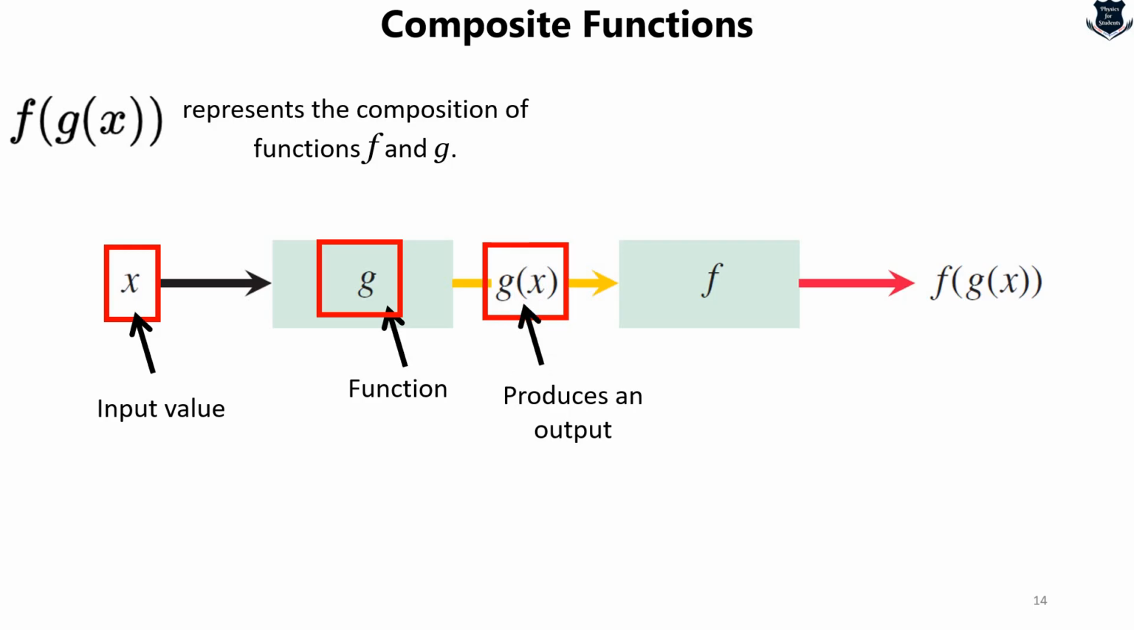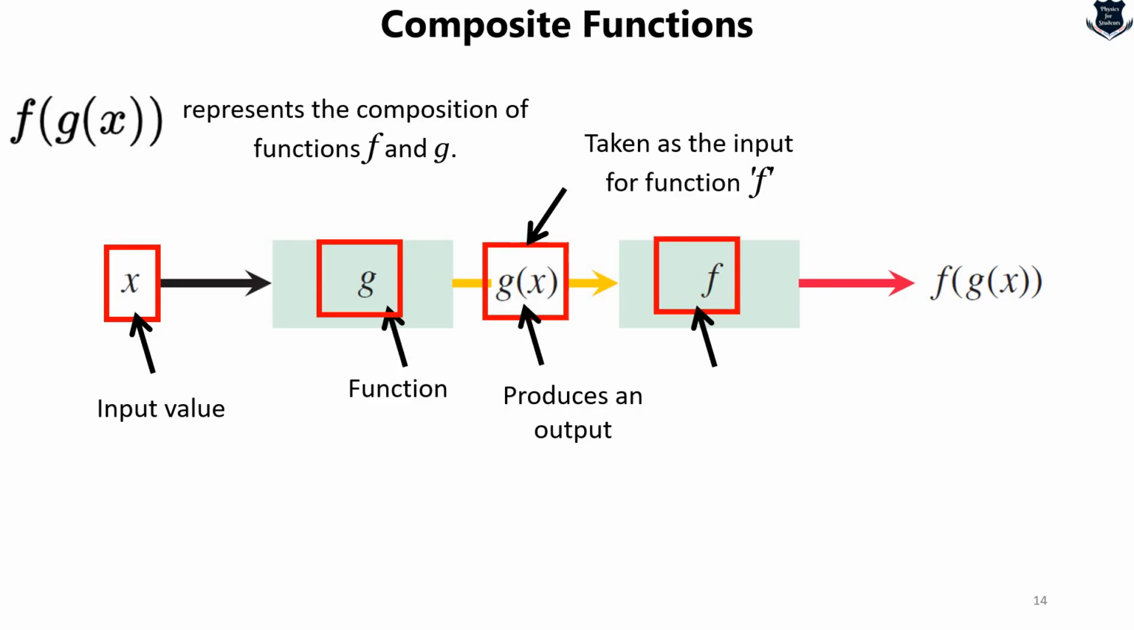So the output of the function g is g of x. It is then taken as an input for the function f, and the function f processes this input and produces a final output, which is this one. So this is a chain reaction which takes an input over the function g, produces an output, again takes that value into the function f, and finally produces the output. That is why it is called a composite function. It applies one after another.